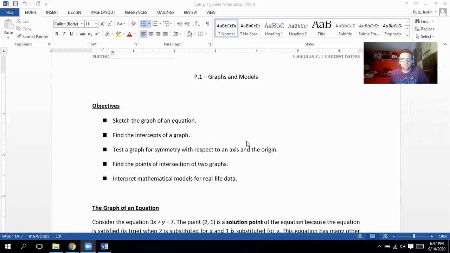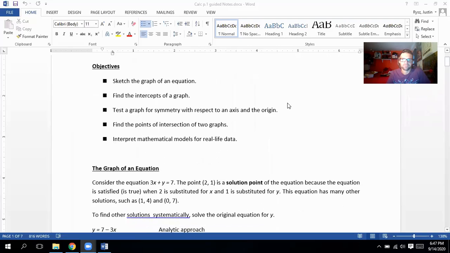So here we go. This is P1, not Chapter 1. So this is the pre-calculus chapter. We're going to start the Section 1 notes. We'll go through the first three objectives here. So we'll sketch a graph of the equation, find the intercepts of the graph, and we'll test for symmetry with the axes and the origin.